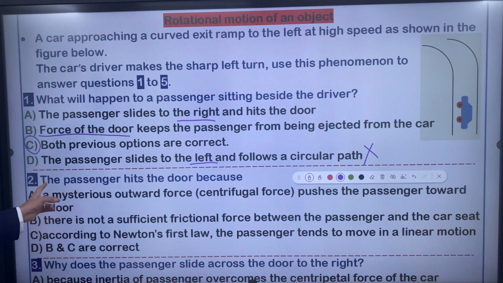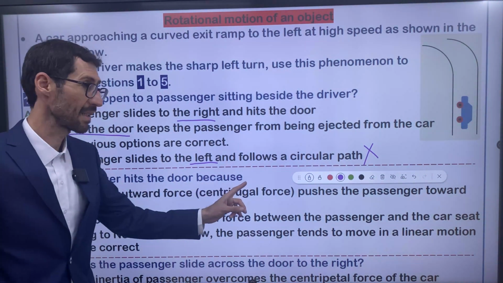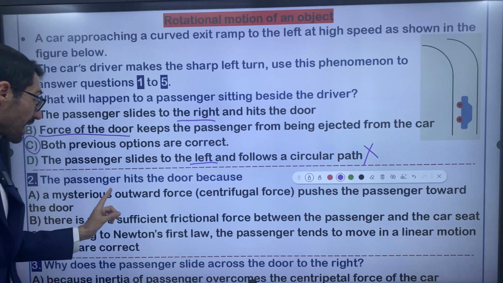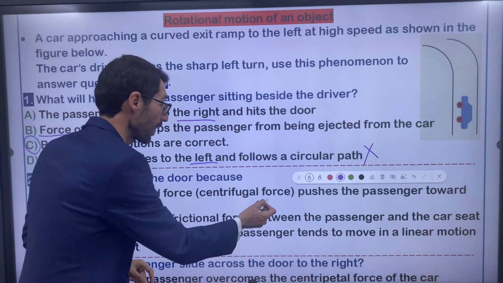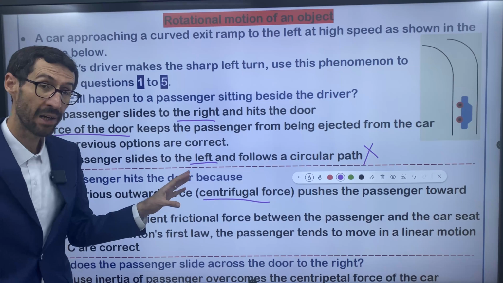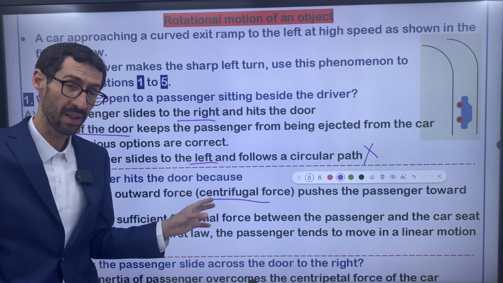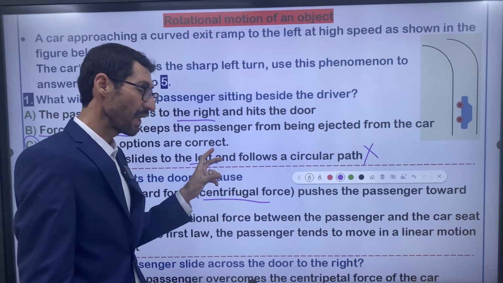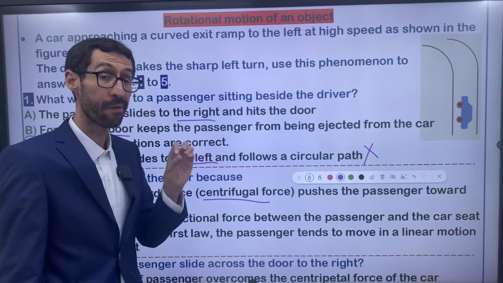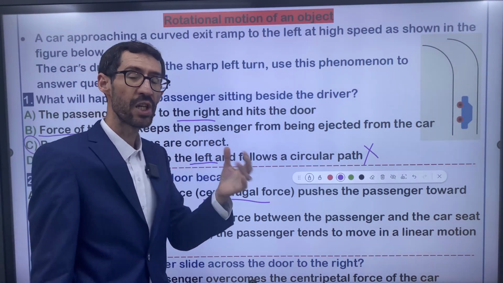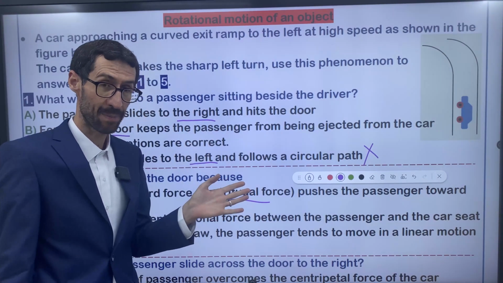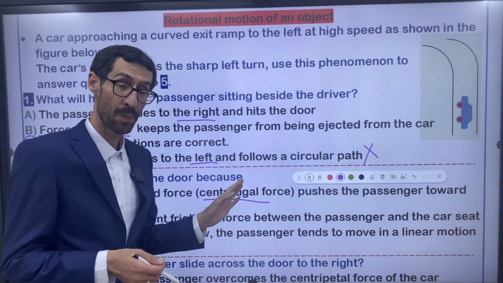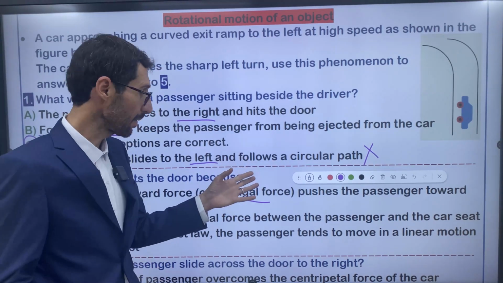Question number 2. The passenger hits the door because. Why does the passenger hit the door? Because A, a mysterious outward force, centrifugal. You see, have you ever heard the word centrifugal or not? We haven't heard it before. That's why whenever you hear centrifugal force, reject it immediately. Don't accept it, because our textbook doesn't believe in it. That's why we don't accept it.